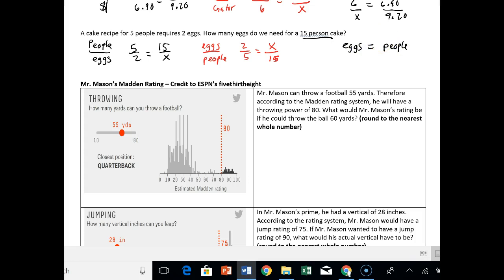But if I have 2 eggs and that gives me 5 people, then I need to figure out, I don't know how many eggs, but that's going to give me 15 people, right? So there's multiple ways to write these ratios. You just have to make sure you're always comparing the same thing.